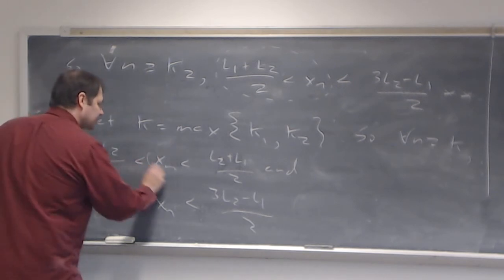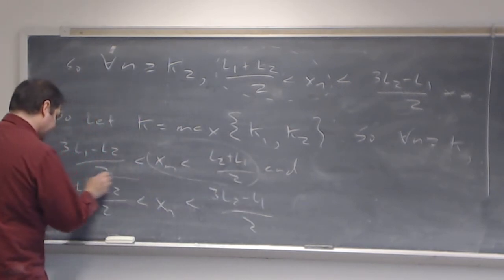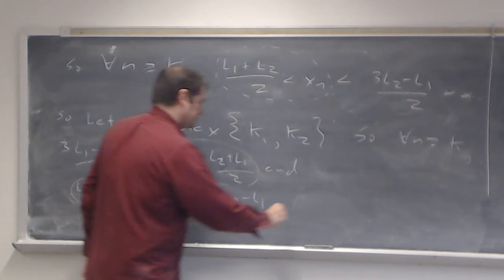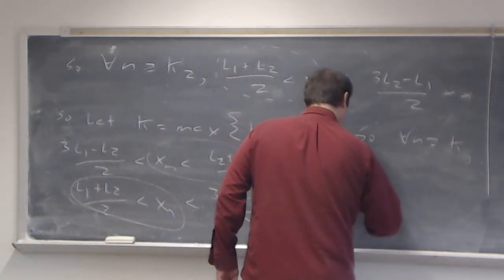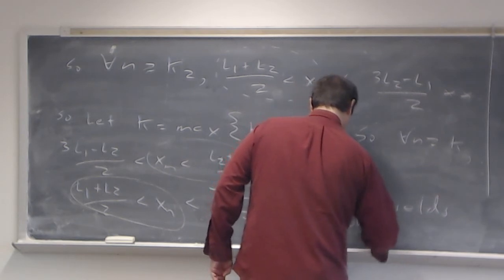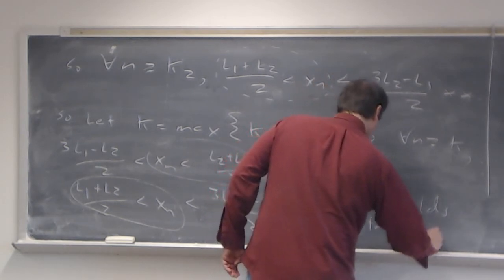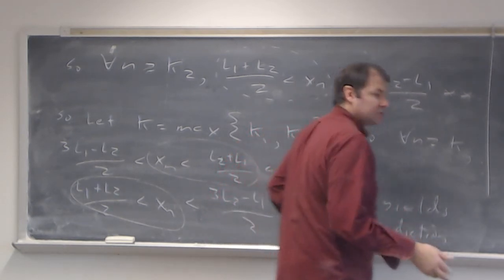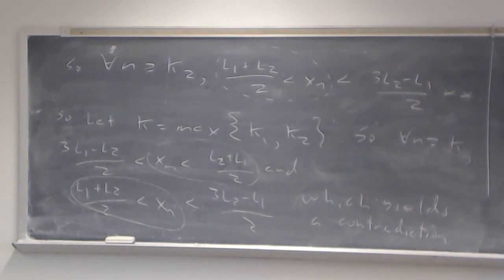So when I compare this to this, it yields a contradiction. We didn't make a mistake in our logic, and we didn't make a mistake in our calculations. What we made a mistake with is the assumption that we made. So what did we assume? We assumed that there was more than one limit. So that's wrong.